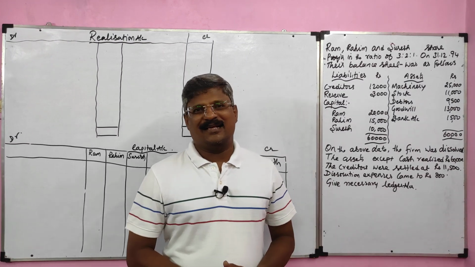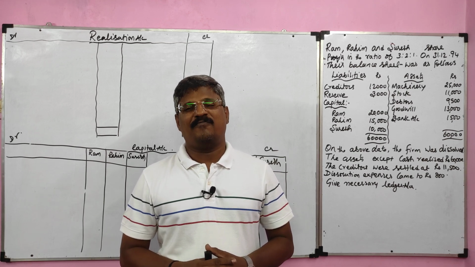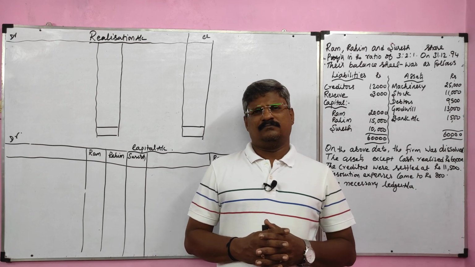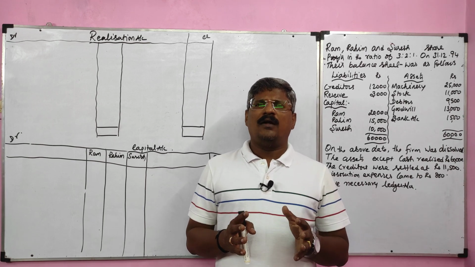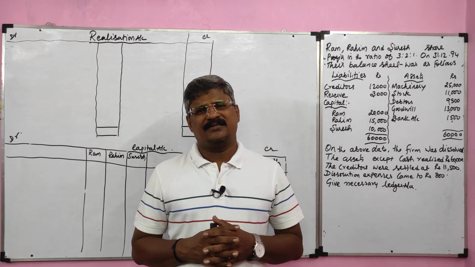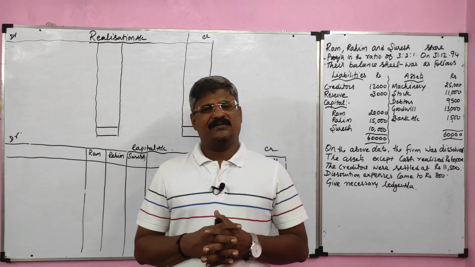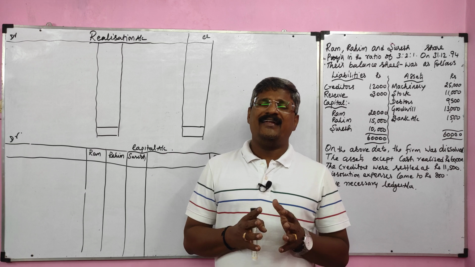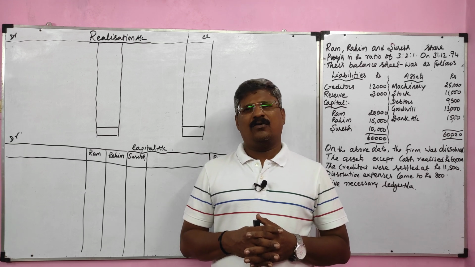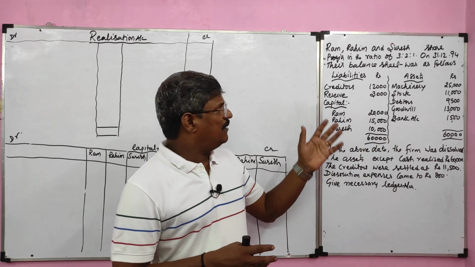Students, in this class we are going to learn a problem in relation to normal dissolution of a partnership firm. If we want to dissolve the firm, all partners should voluntarily agree. That is the first condition. The second condition is that the firm is able to repay its external liabilities, such as creditors, bills payable, bank loan and partner loan. Okay, look at the problem.